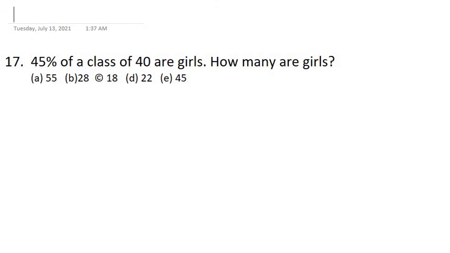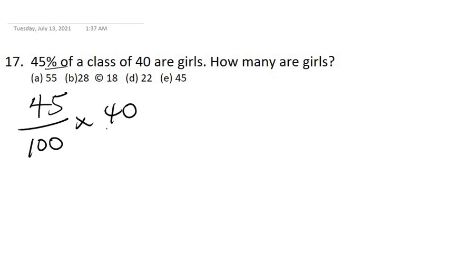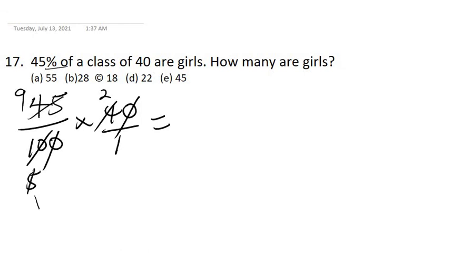Question 17 says 45% of a class of 40 are girls. How many are girls? Percentage means over 100. So 45% means 45 divided by 100. Of means times 40 over 1. 0 cancels 0. 2 here, 2, 2 here, 5. 5 can go into 45, 5 here 1, 5 into 45, 9. 9 times 2, 18 girls. 18 are girls. That's C.